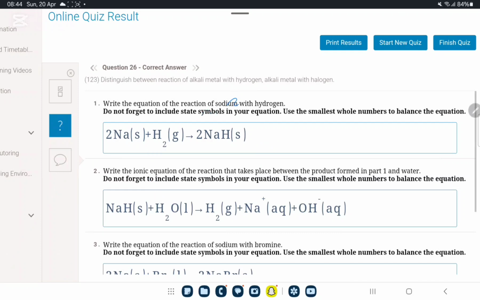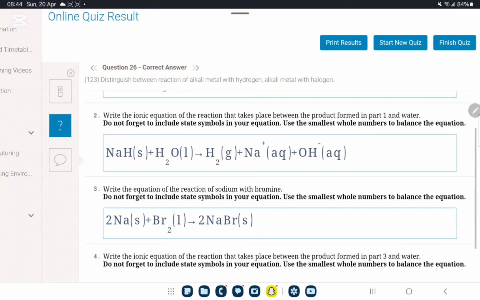So they want the reaction of sodium with hydrogen, Na and H2, Na plus H2. We know that any alkaline metal with hydrogen gives metal hydride, so sodium hydride. Now balancing, we have 2 hydrogen, 1 hydrogen, so we put the 2 here. Now sodium is not balanced, so we also put a 2 here, so it balances everything out.